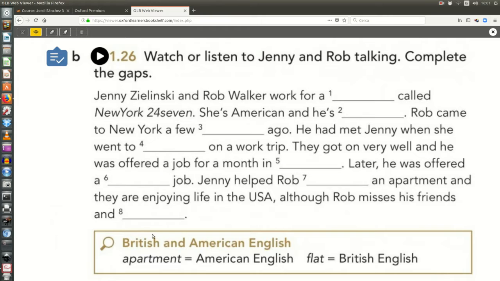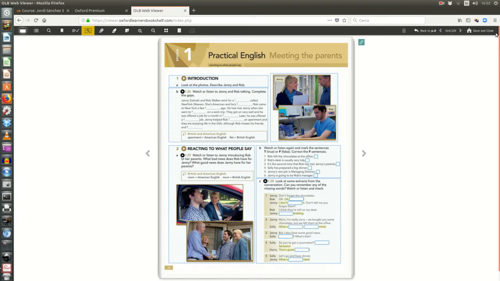Okay. Also, as Jenny is American and Rob is British, there are these little differences between British English and American English. So, for example, in American English you say apartment, and in British English you say flat. Okay, so that will appear every now and then, and with the time you get to know these differences. Perfect.